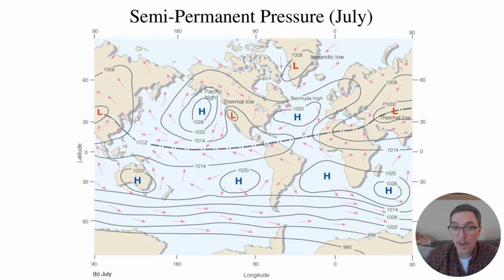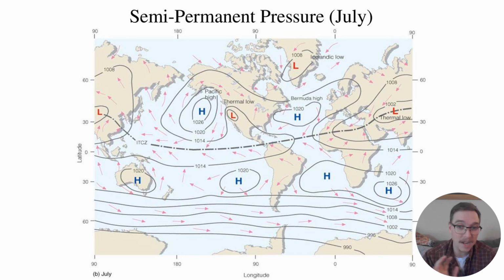Here's our semi-permanent pressure systems in July. Notice there's been a lot of shifting that's happened. In the southern hemisphere, we're seeing a much more consistent band around 30. It's their winter versus our summer. You can see there is a thermal low that sets up over California, Pacific Northwest.